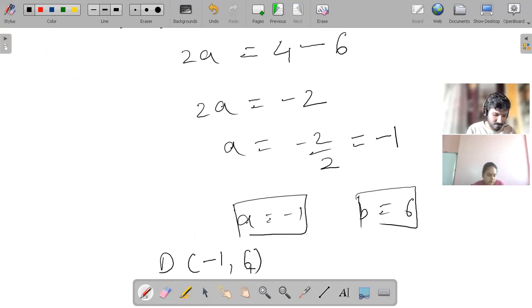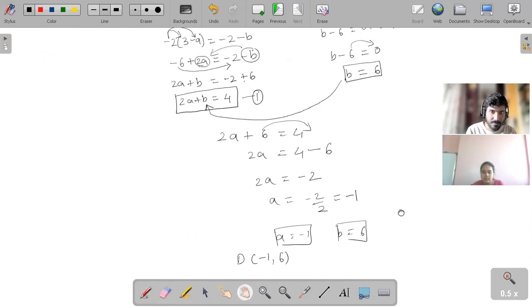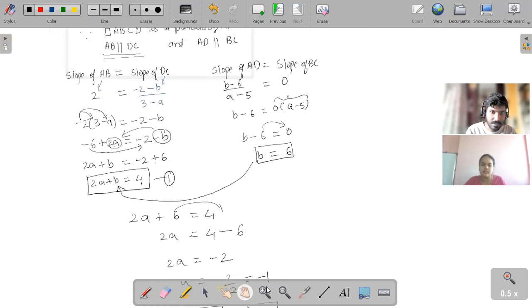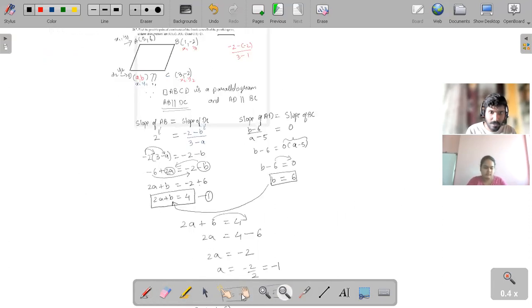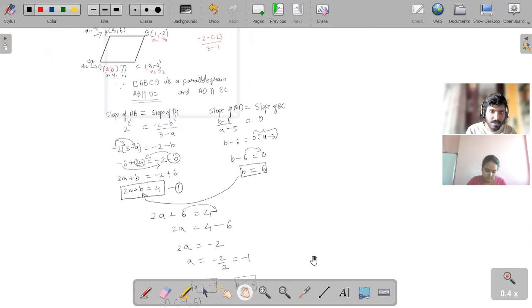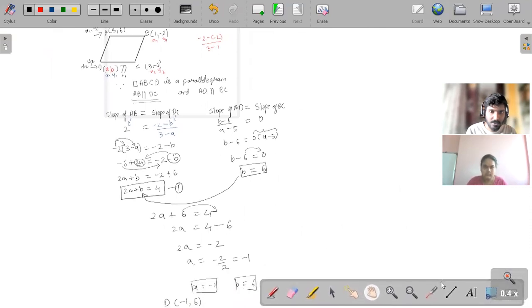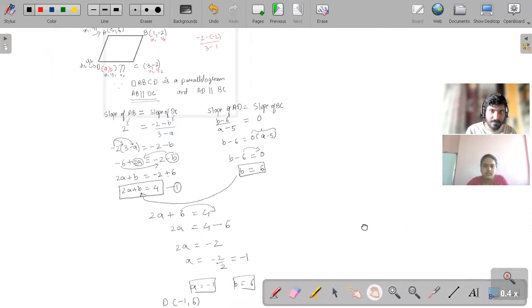Is this clear? So I have just said that the possible pairs of coordinates. Is it that minus 1 comma 6 is the pair, or are there many like minus 1 and 6? There will be more pairs. I'll just write this down. I'll show you how there are more pairs. Can you see the question and the solution? Yes.